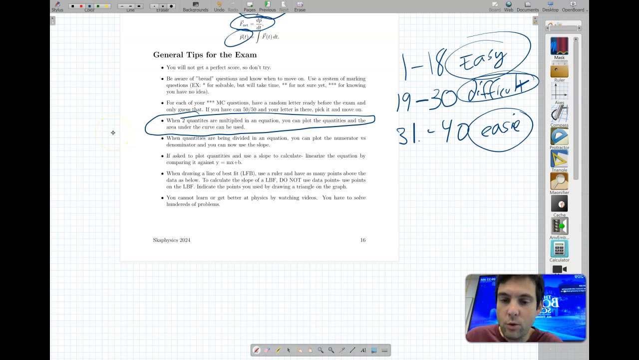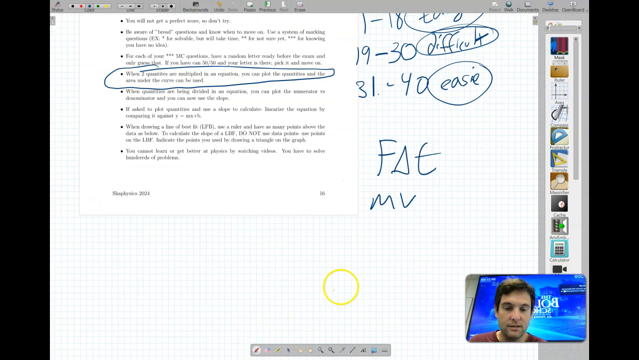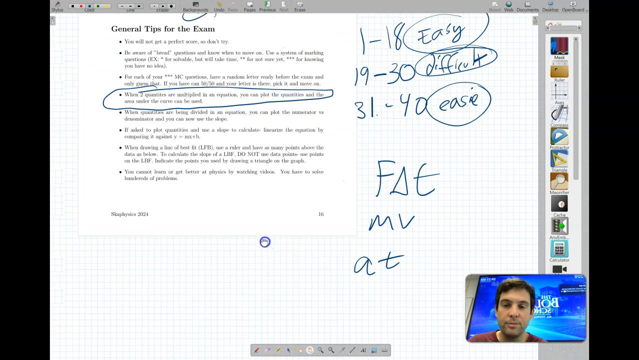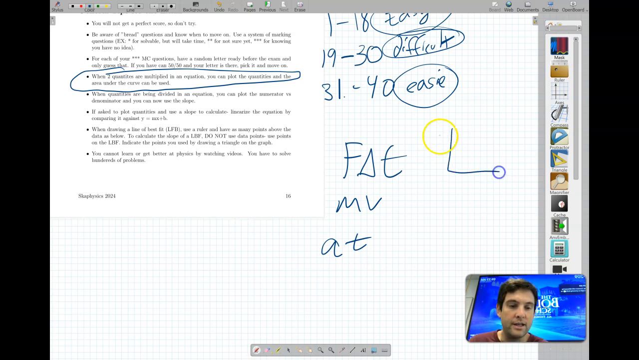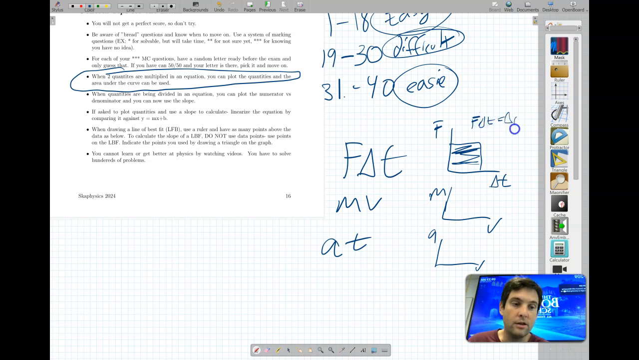For the next point, when 2 quantities are multiplied in an equation like F delta T, or like M times V, or A times T, if 2 quantities are being multiplied in an equation, you can plot those quantities and get a graph. And the area under the curve of that graph is going to mean something. Because we're taking this area, which is length times width, so it's force times delta T, which we know gives us delta P. In this case, this is going to be length times width. It's going to be mass times velocity, which is momentum.